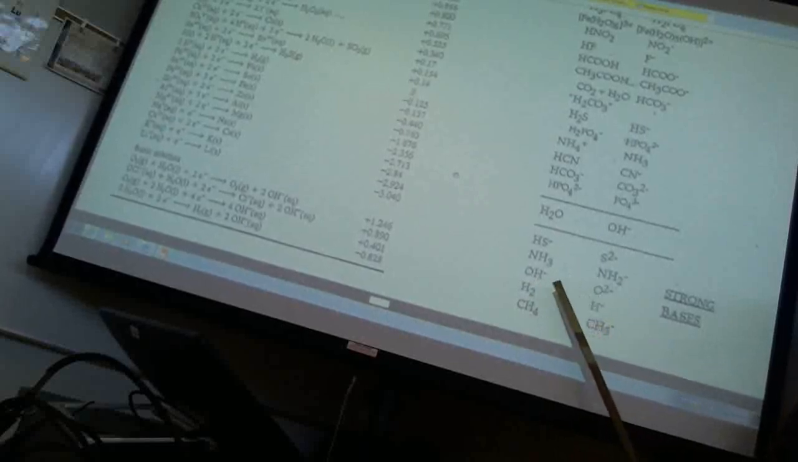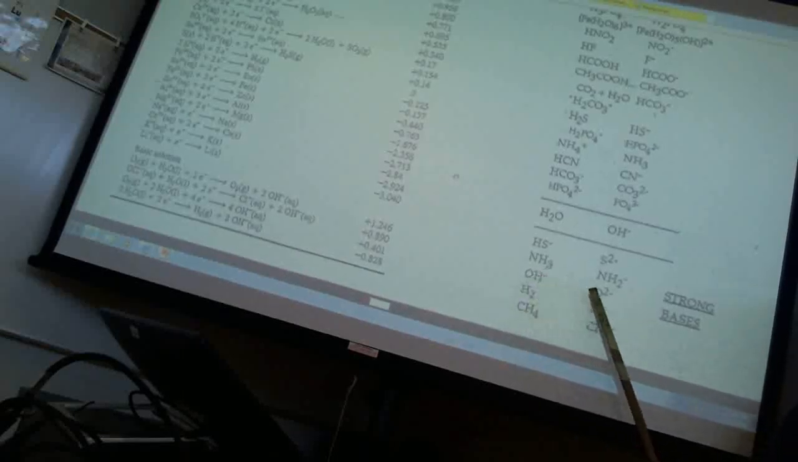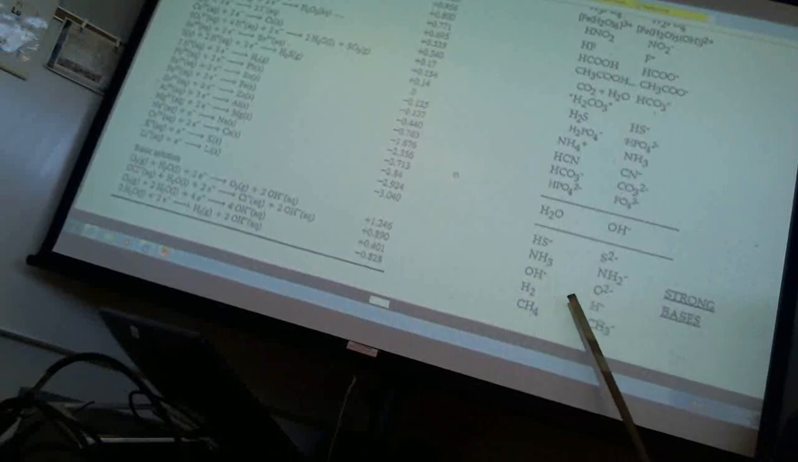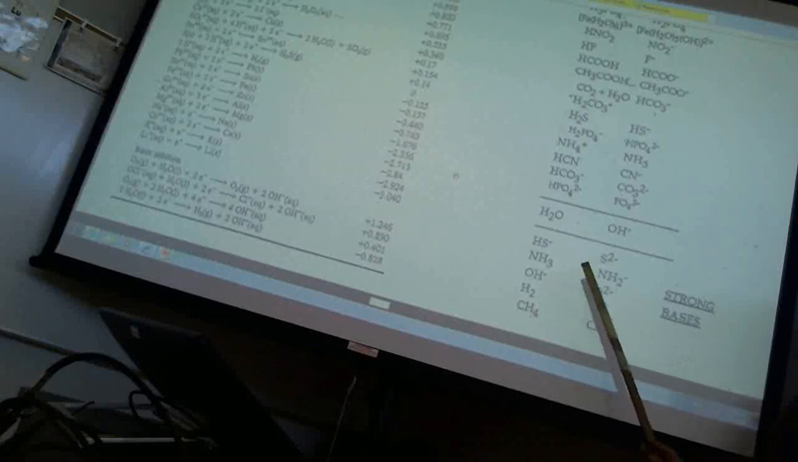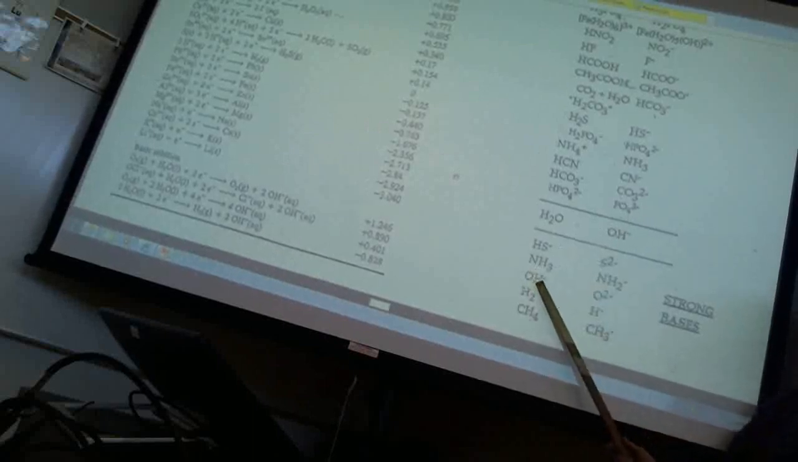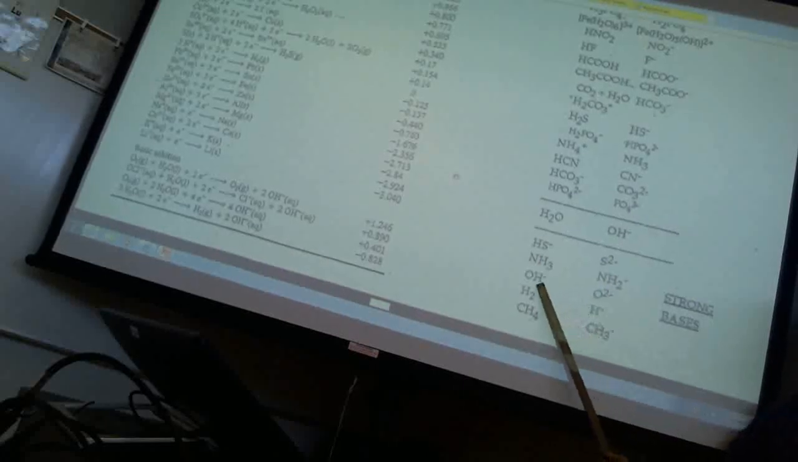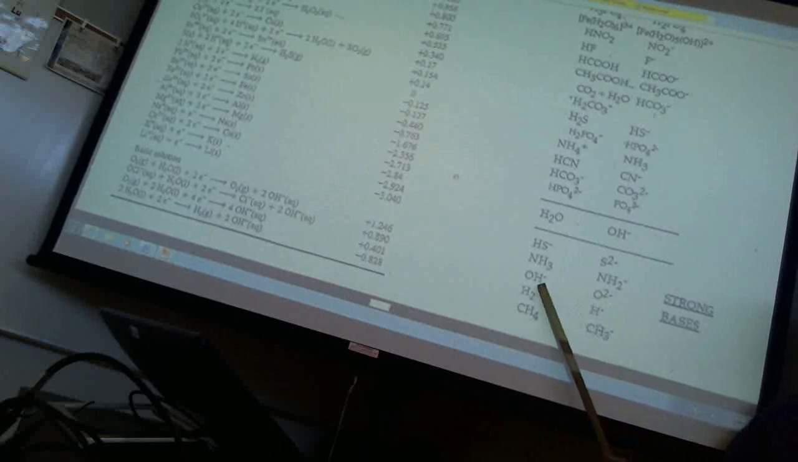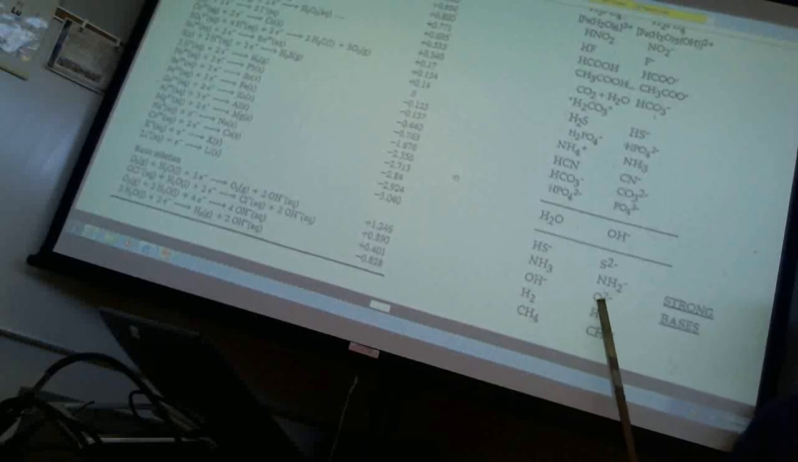Oxide. Are you guys familiar with the conjugate relationship? The conjugate base of hydroxide is oxide. The conjugate relationship is this: if the species is strong, then its conjugate will be weak. If the species is weak, its conjugate will be strong. That makes sense. And so is hydroxide a good acid? No.